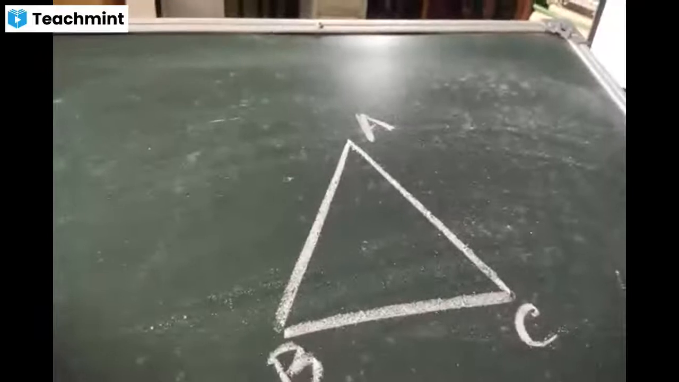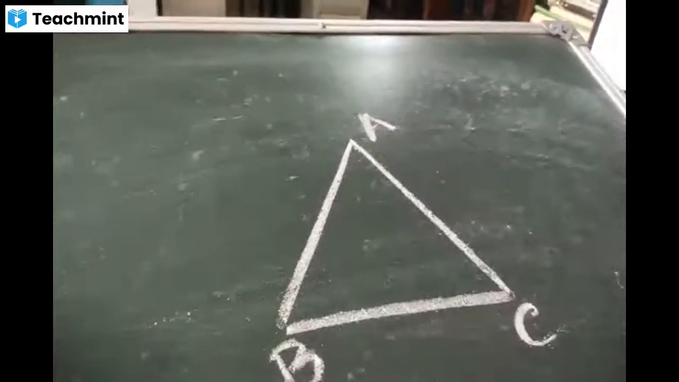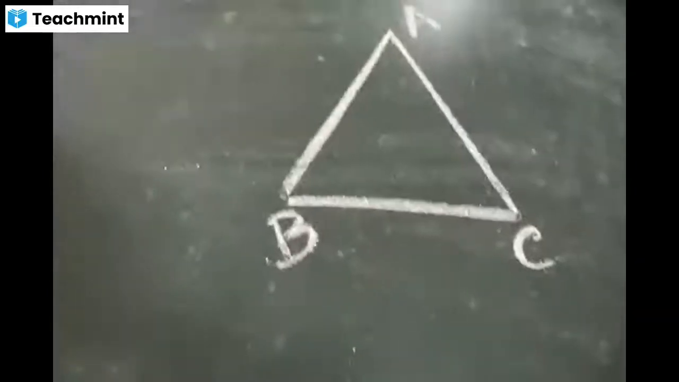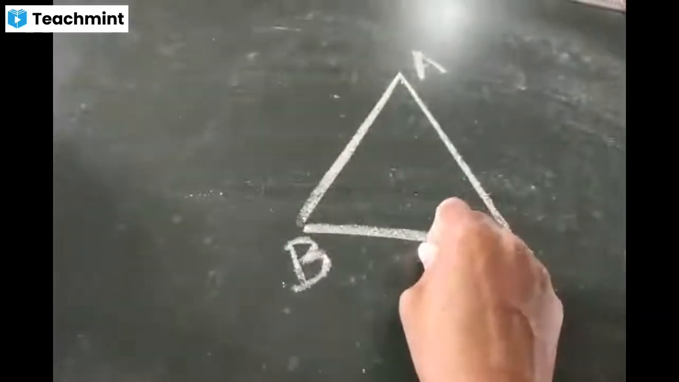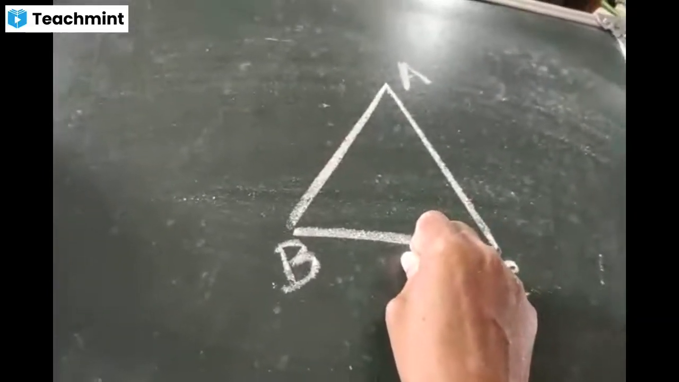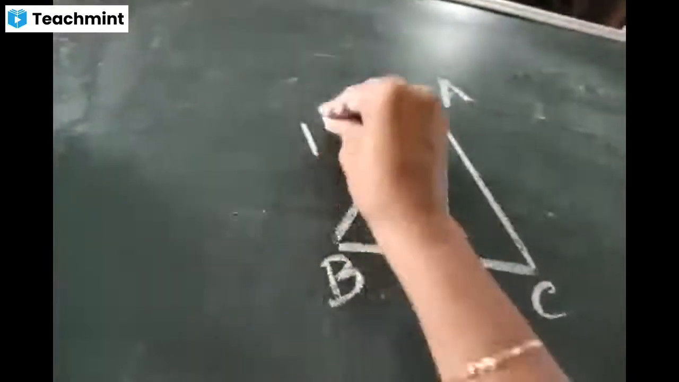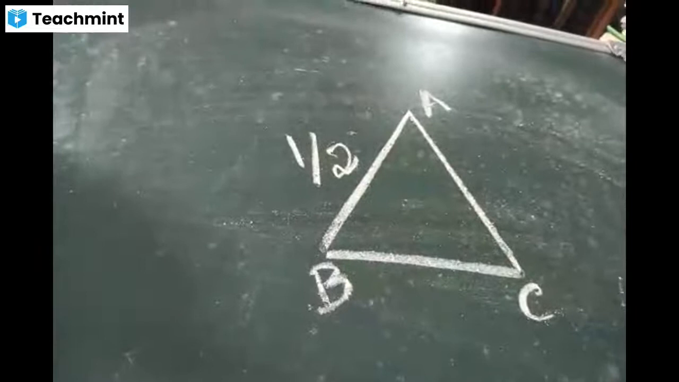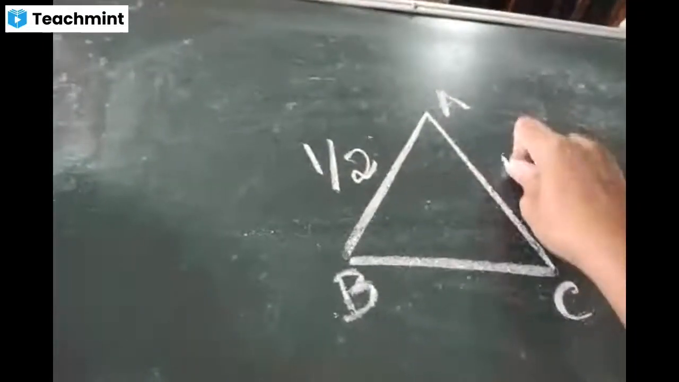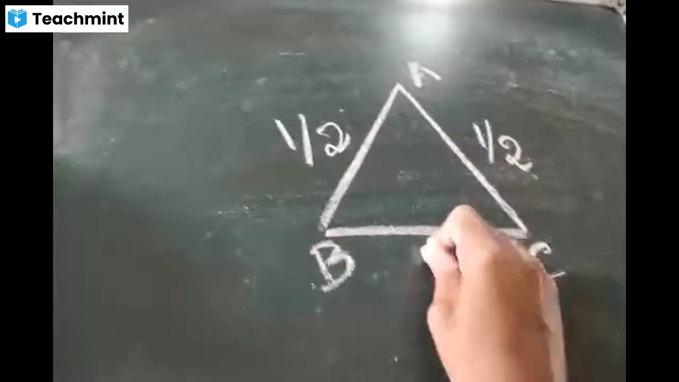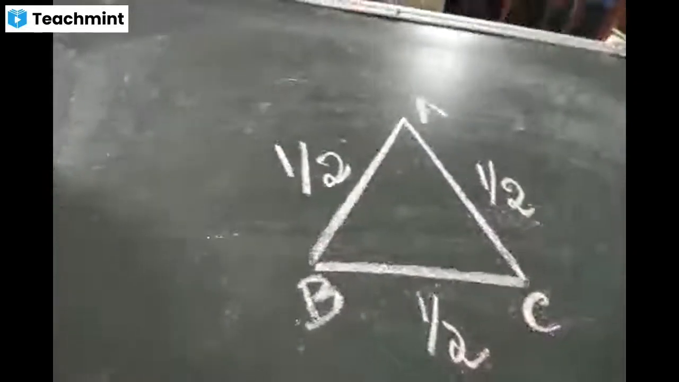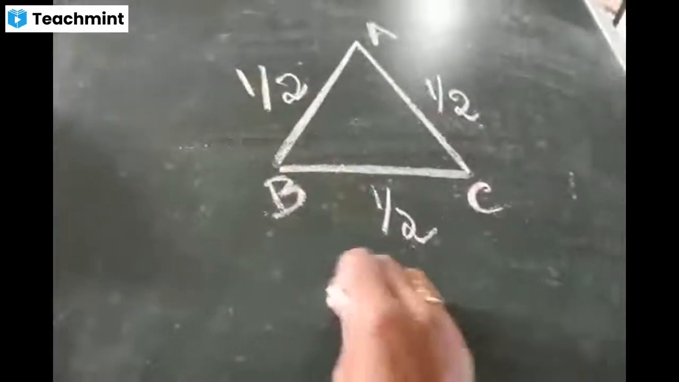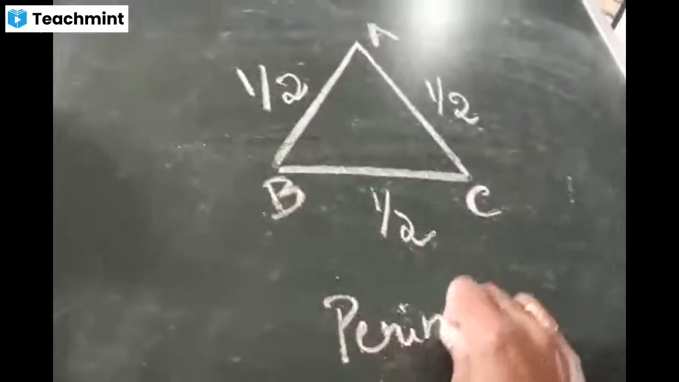Okay. 3 sides are equal. Very good, Ricky. So, equilateral triangle means 3 sides are equal. Now, one side is given as half centimeter. The perimeter of the triangle is asked. So, 3 sides are equal means half, half, half. Perimeter means we have to add all the 3 sides.